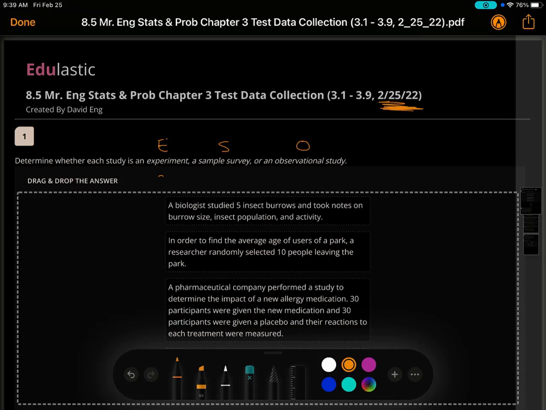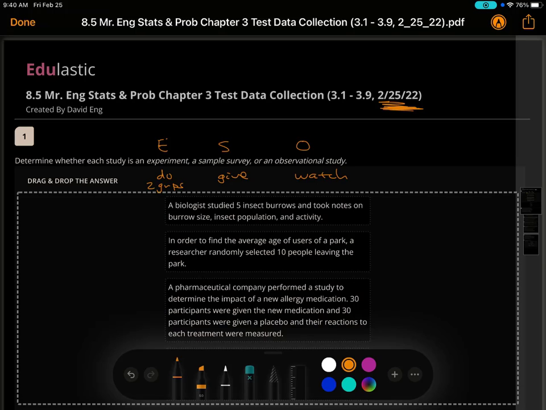Remember, an experiment is you do something to two groups, and you're going to compare those two groups. An observational study is you just watch, and a sample survey you kind of give something, you randomize them, but you don't compare it to two groups.